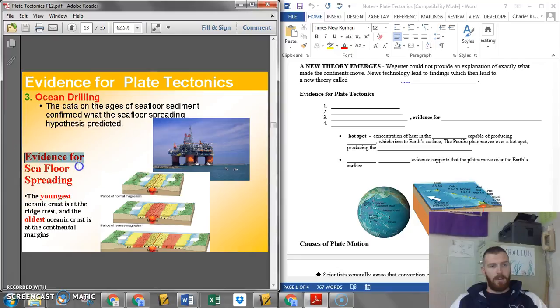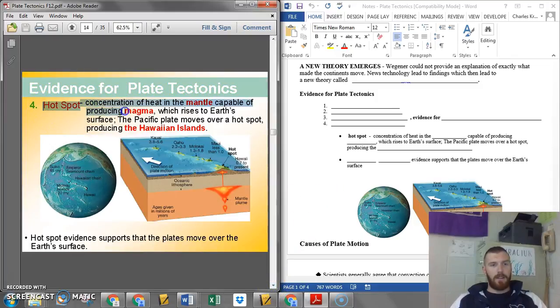As we can see, some more evidence for seafloor spreading. The youngest oceanic crust is at the ridge, and the oldest oceanic crust is at the continental margin. So here we find the youngest, while here we find the oldest. Again, young, and old.